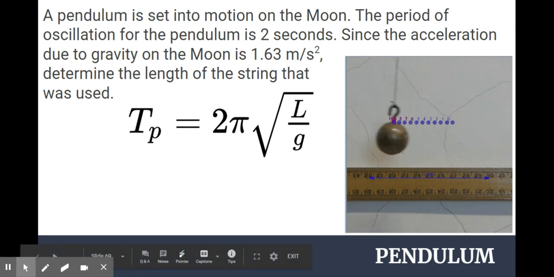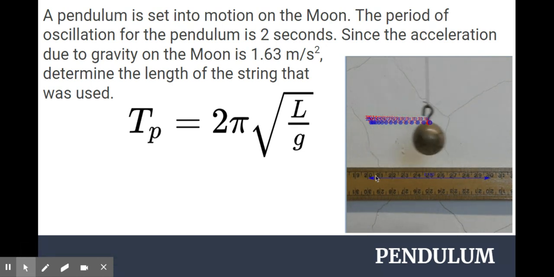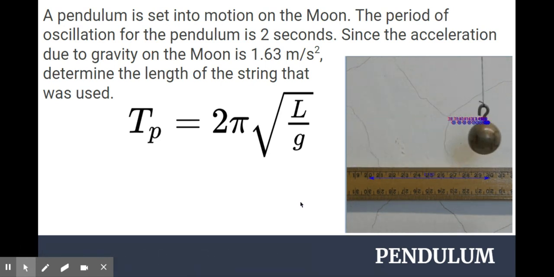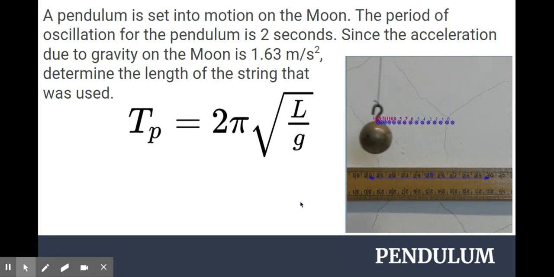So here's what I'd like you to try and figure out. A pendulum is set into motion on the moon. The period of oscillation for the pendulum is 2 seconds. Since the acceleration due to gravity on the moon is 1.63 meters per second squared, determine what the length of the string is for the pendulum that was set up on the moon. All right. So pause the video, see if you can figure that out.